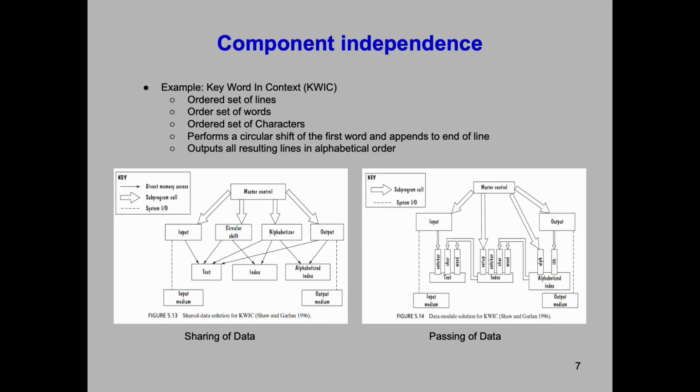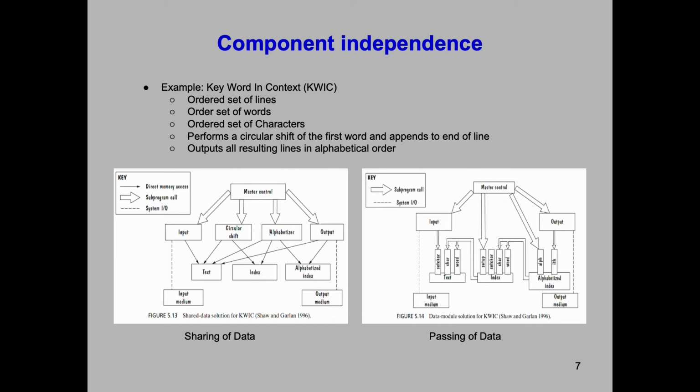So to the left there, you can see that you have a master controller making these subsystem or subprogram calls for input, output, circular shifting, and an alphabetizer. And those solid line arrows are the memory access for data. So this is an example of sharing data. Everything's kind of pointing to the data that it needs. It's good for quick access to data, but not necessarily good for cohesion.